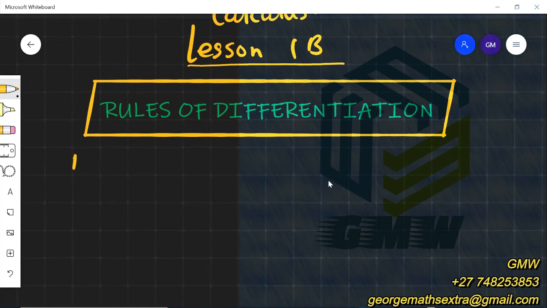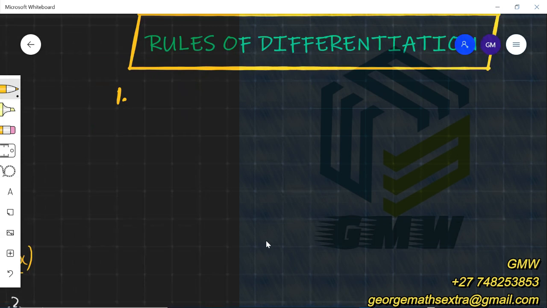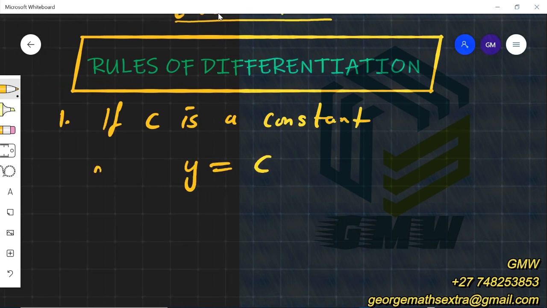Okay, so here, rule number one is that if c is a constant and y is equal to c, then dy/dx is equal to 0.